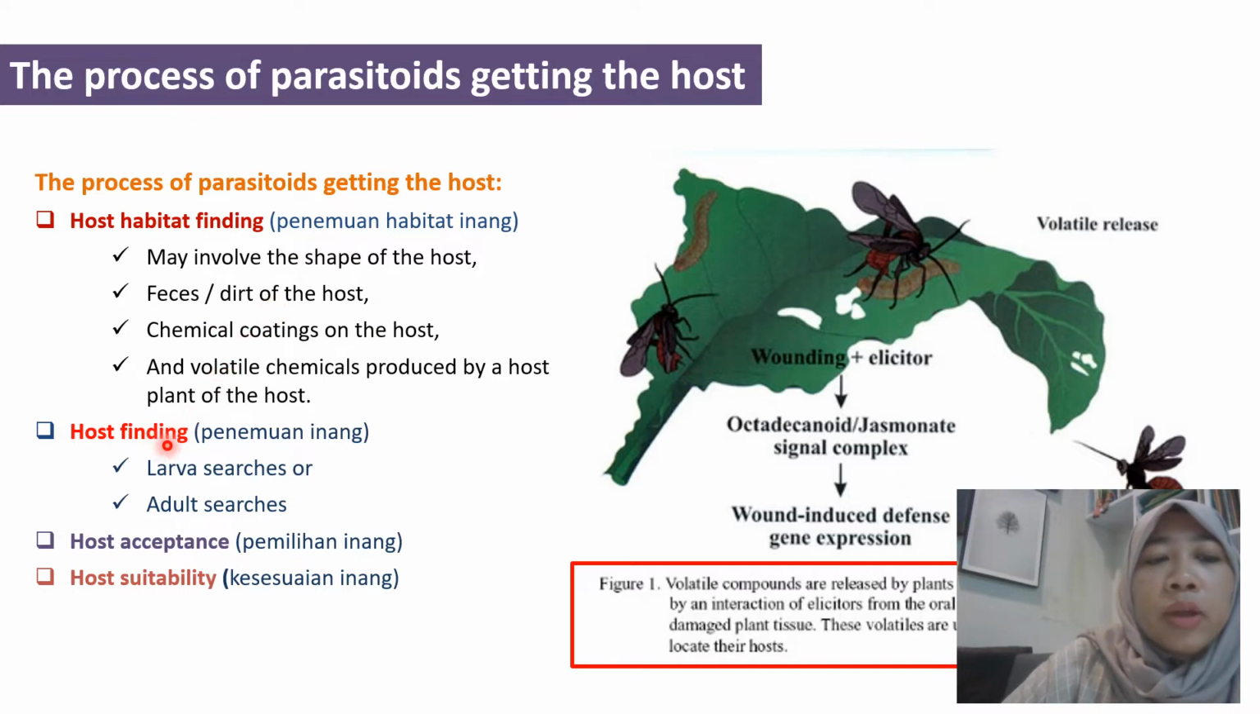And the second one is host finding: larva search and adult search. We can study more in the next slide. After we find the host habitat, then host finding, then host acceptance, and the last one is host suitability. After they finish all of this process, they can develop greatly in the host.